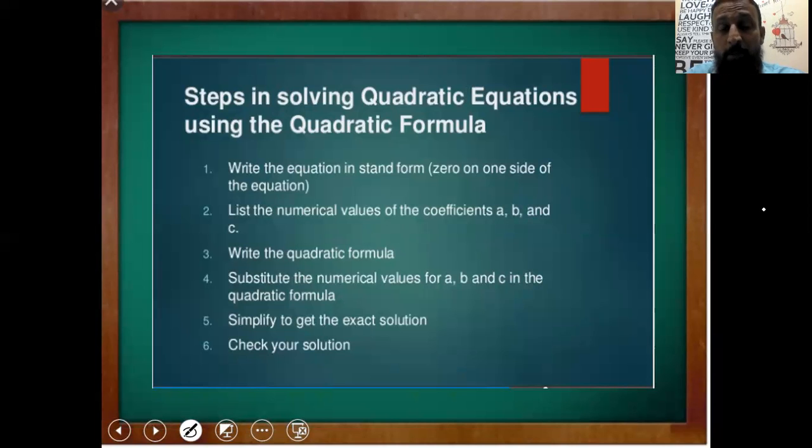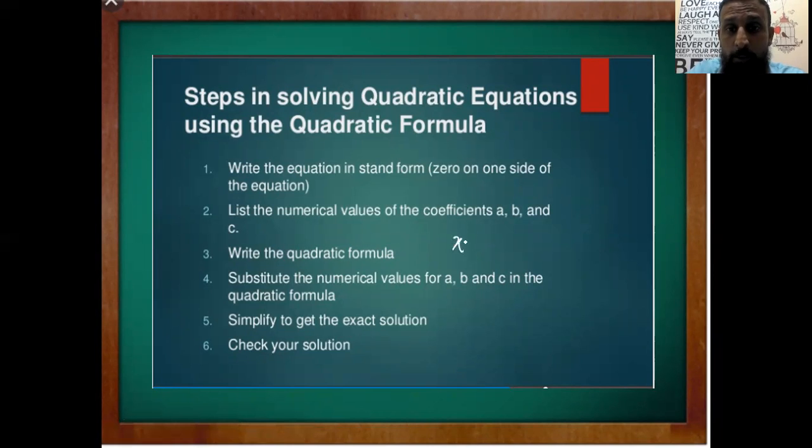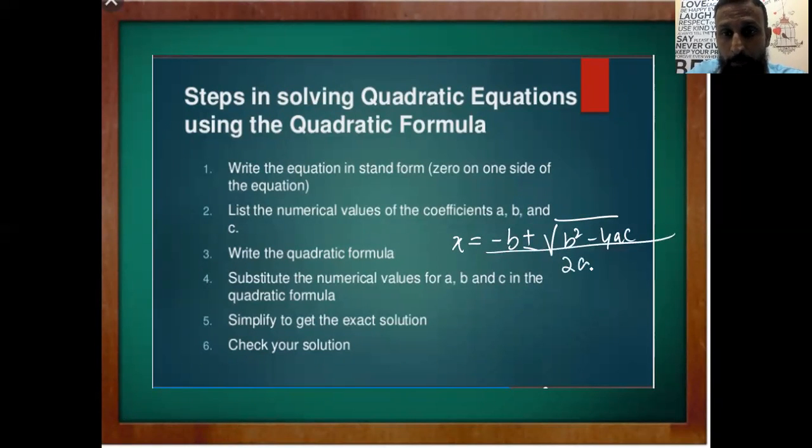So again, there are some steps in solving quadratic equations by using quadratic formula. Write the equation in standard form: 0 on one side of the equation. List the numerical values of the coefficients a, b, and a constant c. Write down the formula. You know what is the formula: x equals to minus b plus minus under root b square minus 4ac whole upon 2a. Then substitute the numerical values of a, b, and c in the quadratic formula. Simplify and get your solution, and finally check your solution: is it correct or incorrect?